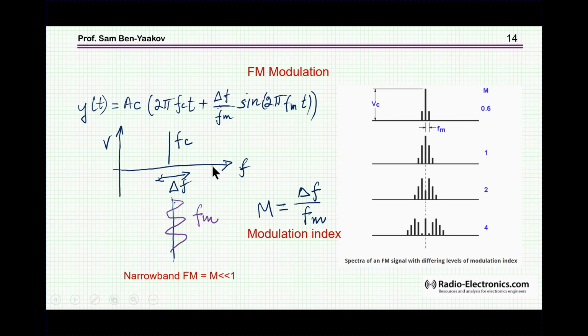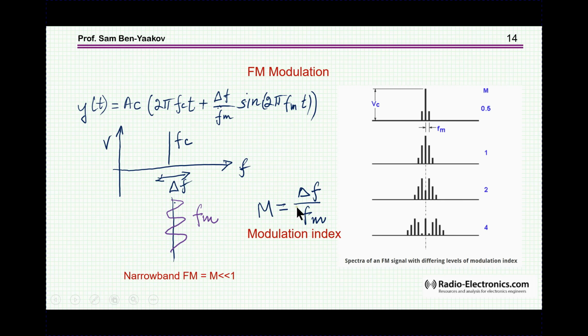So we have here actually 2 or 3 parameters. We have the carrier, here is the carrier. We have the shift in frequency, how much are we shifting the frequency of the carrier. But then we have the rate at which we are shifting this frequency, that is the modulating frequency. Okay, these are 3 parameters here. And the ratio between this shift and the modulating frequency is the modulating index.